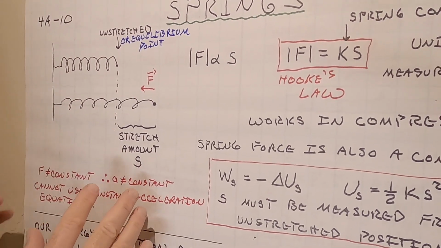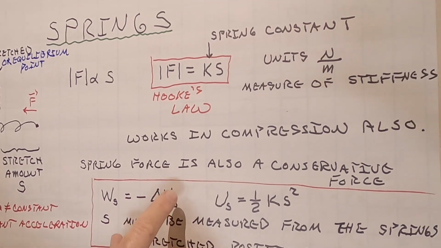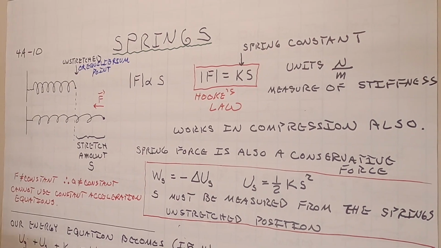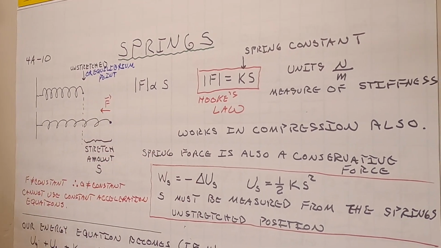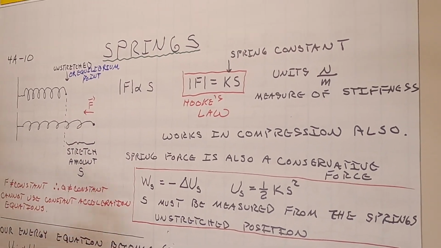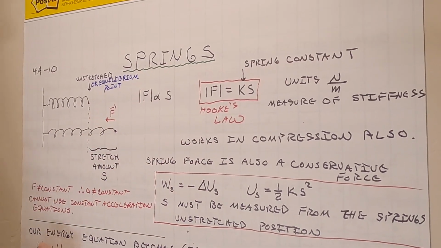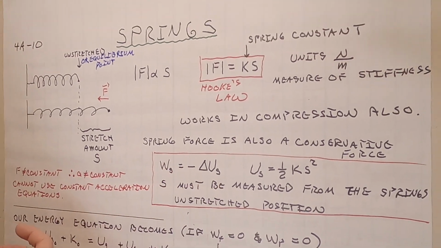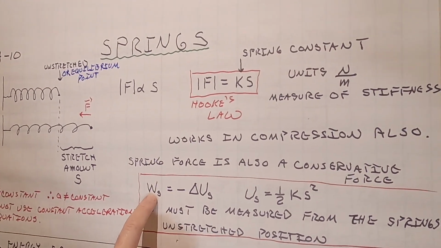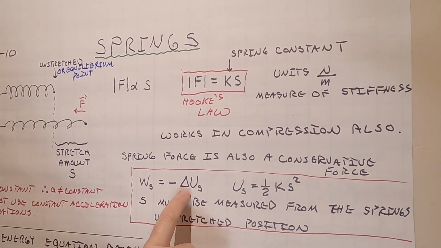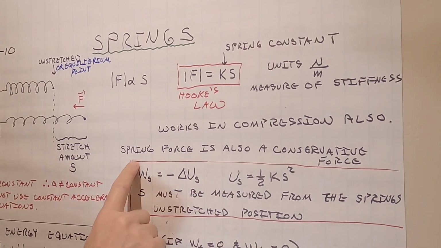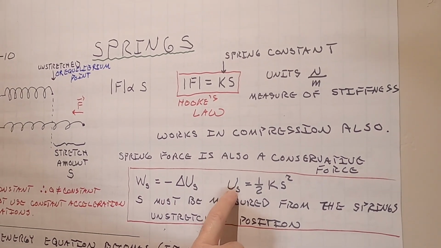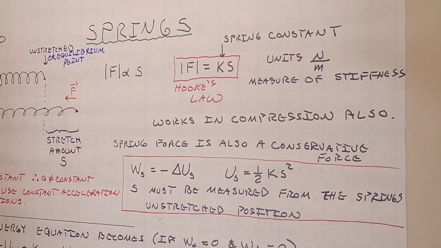Now we'll see that this is also going to be a conservative force. So that means it doesn't depend on how you got from point A to point B. You just take a snapshot of it at A and a snapshot at B, and you don't care how it got from A to B. And we said anytime you have a conservative force, the work due to the spring is minus the change in potential energy of the spring. This is true for all conservative forces. It just so happens that the potential energy is 1/2 ks squared.